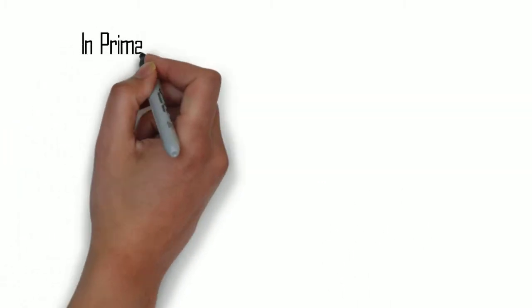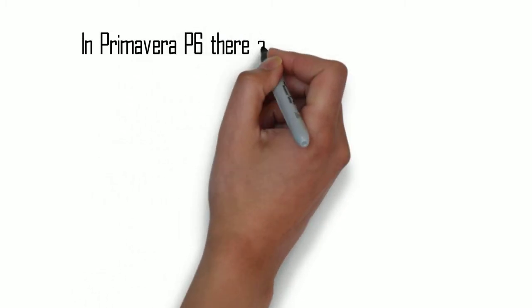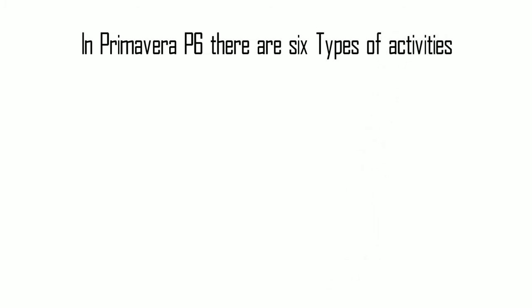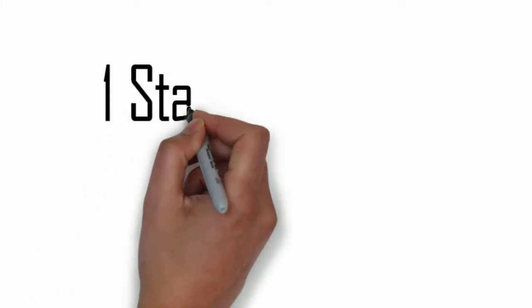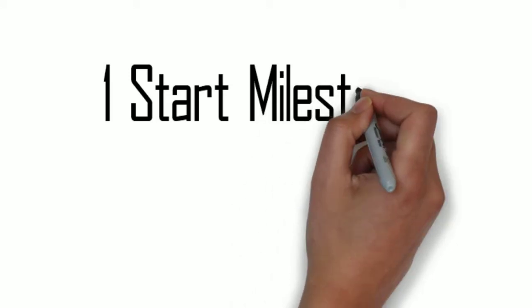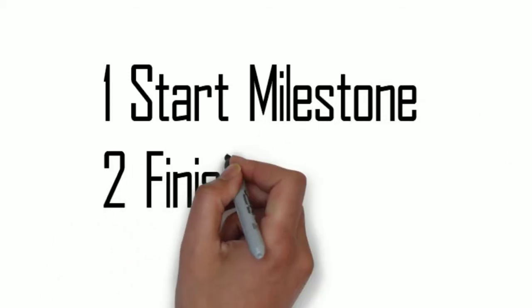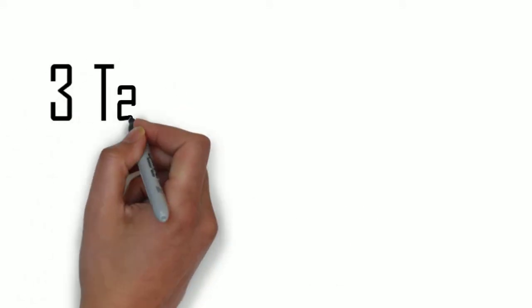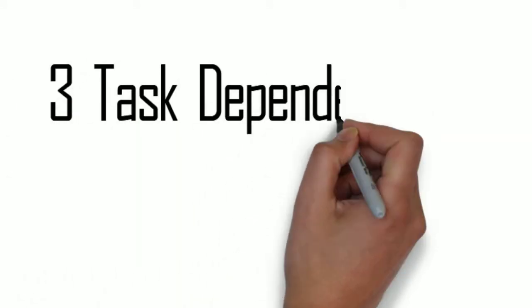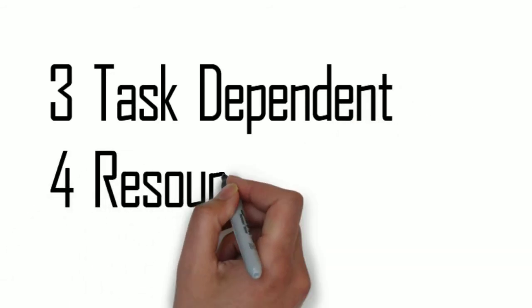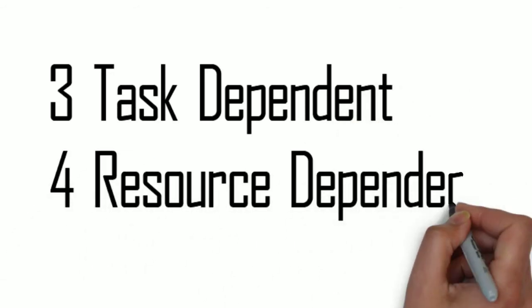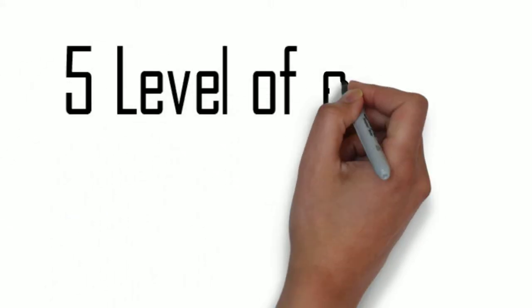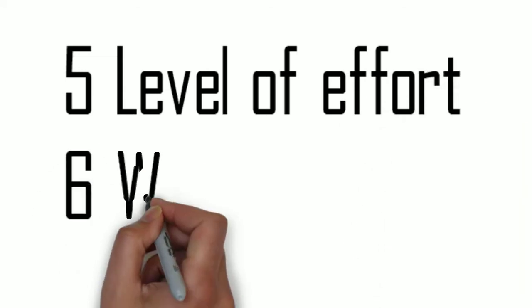In Primavera P6 there are 6 types of activities. Start milestone, finish milestone, task dependent activity, resource dependent activity, level of efforts, WBS summary.